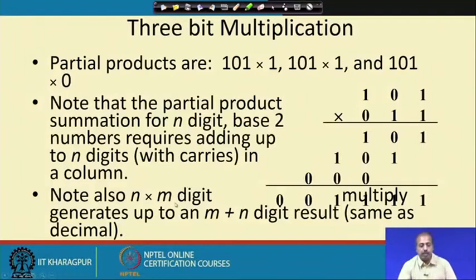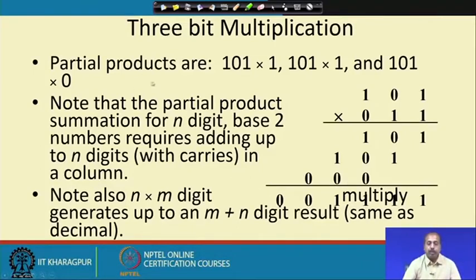For 3 bit multiplication, we will generate partial product terms. So, 101 multiplied by 1 generates this partial term 101. Then 101 multiplied by the second bit generates this partial sum, and then multiplied by 0 generates this partial sum, and then we add all these partial sums to get the result.